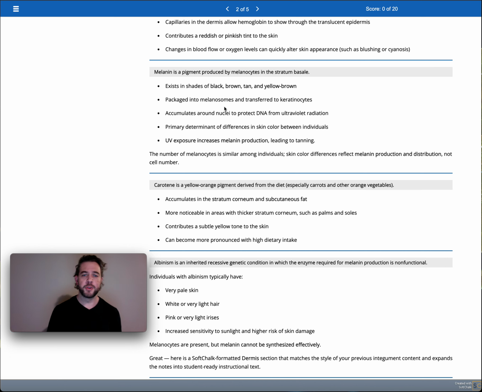So again, melanin is produced by melanocytes under stimulation from UV radiation, in shades of black, brown, tan, and a yellowish brown, depending on how much is being produced and the ratio of each. It gathers around the nucleus to protect DNA. And again, it's the primary determinant of differences in skin color. So when we're thinking about those different skin tones, typically it is the distribution and concentration of melanin that's giving us those skin tones. Hemoglobin and keratin are going to really be modifying it.